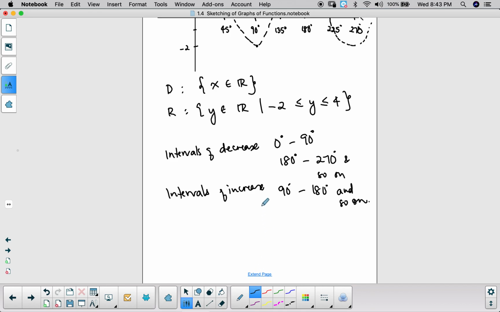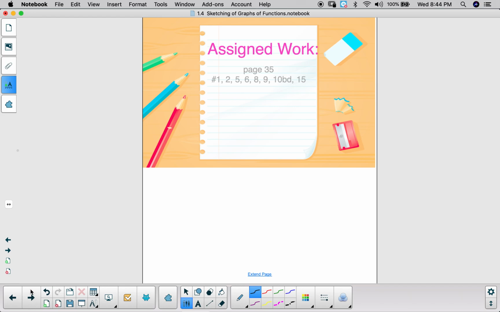Turning points, well, there are turning points. You can see that that happens at 0 degrees, at 90 degrees, 180 degrees, 270 degrees, and it keeps going on and on. So it just continues. Okay, so now you can practice the questions in the textbook.